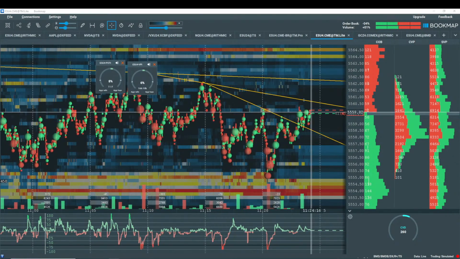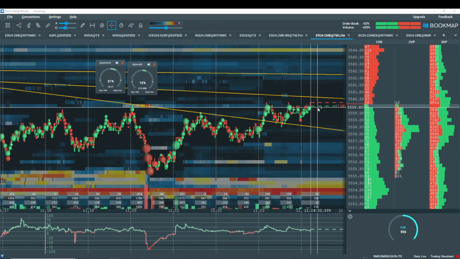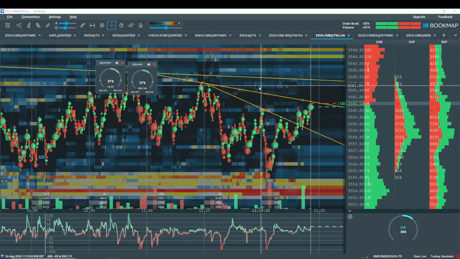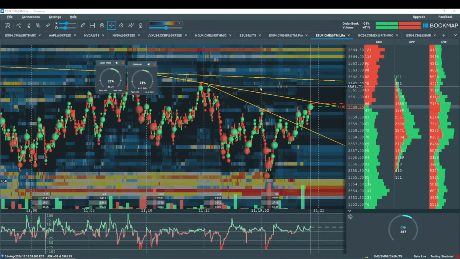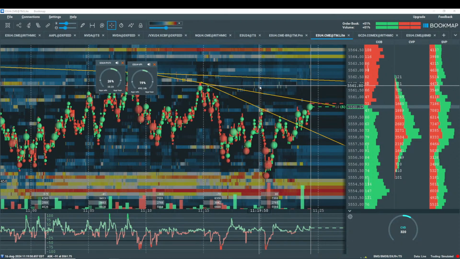Let's see it, buyers, right up here. Let's see if we can get it. There they go. Okay, so still looking for it to continue here up into this kind of 62 area.